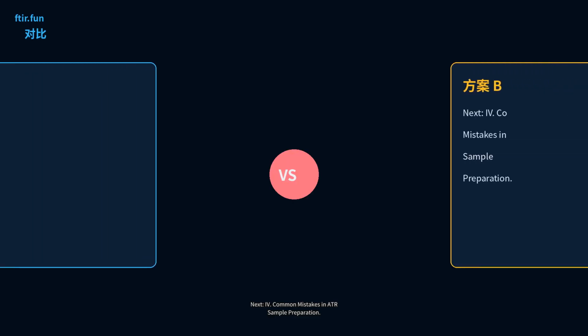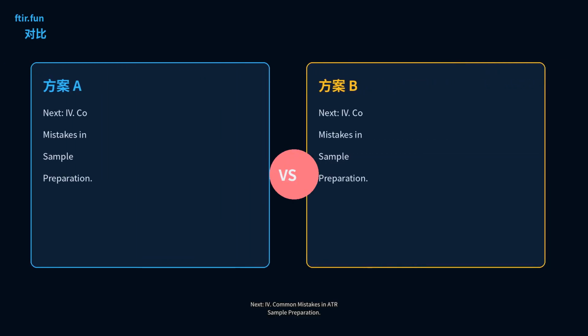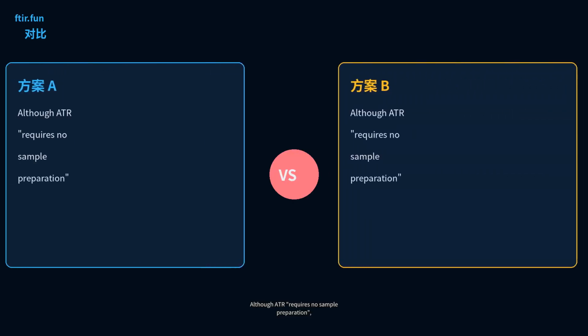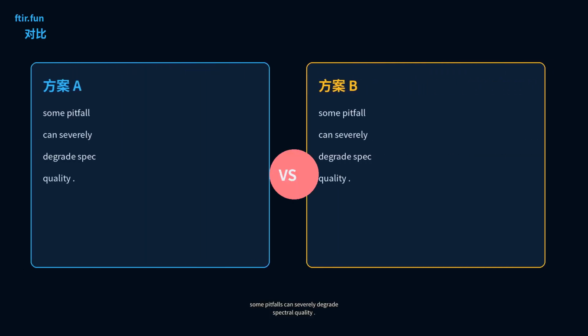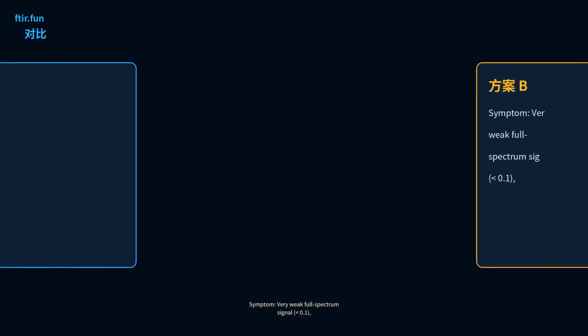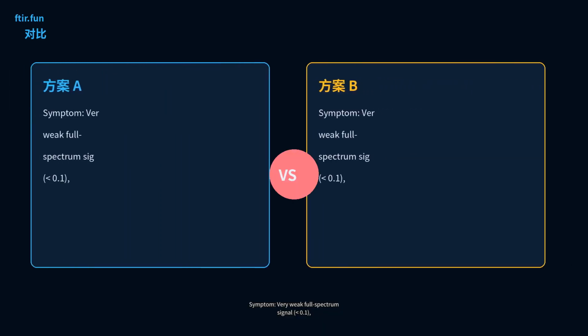Next, common mistakes in ATR sample preparation. Although ATR requires no sample preparation, some pitfalls can severely degrade spectral quality. Symptom: very weak full-spectrum signal, extremely poor SNR.